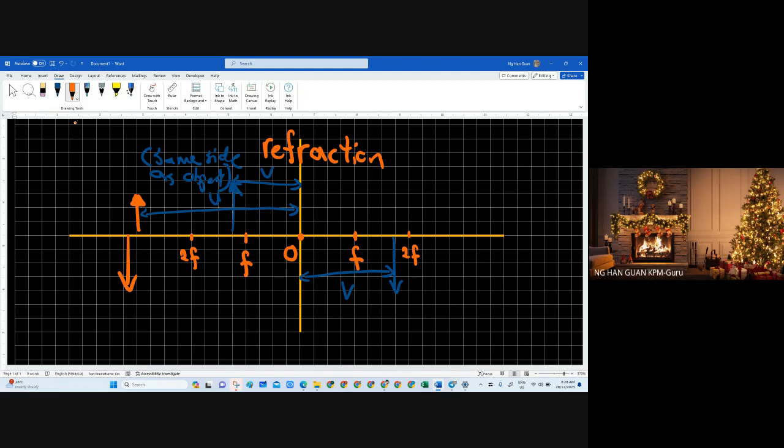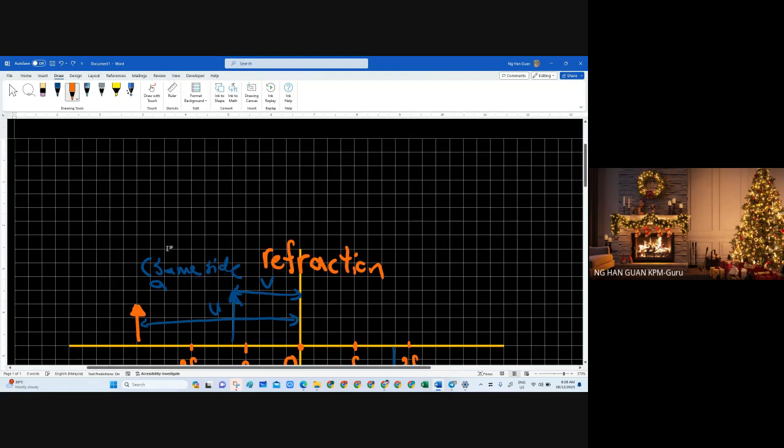So to study the characteristics of the image, you have to understand this. When the image is formed the same way as the object, this is the object, this is your image, then in a case like this the image is considered upright, because it's the same as your object.